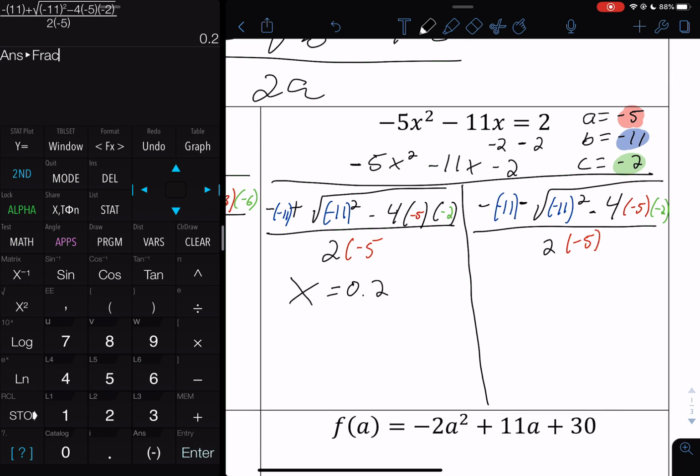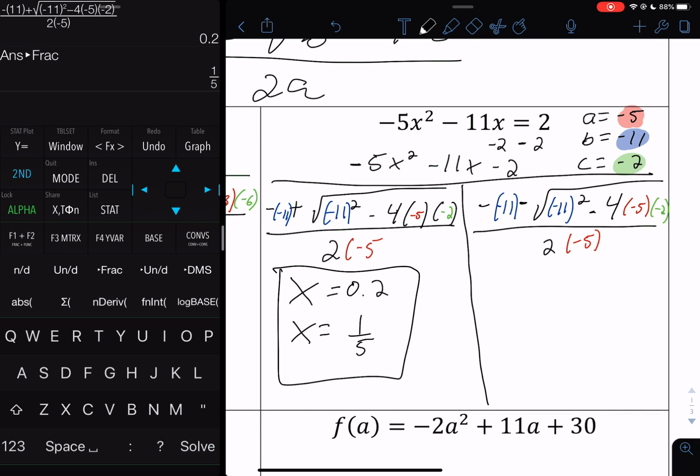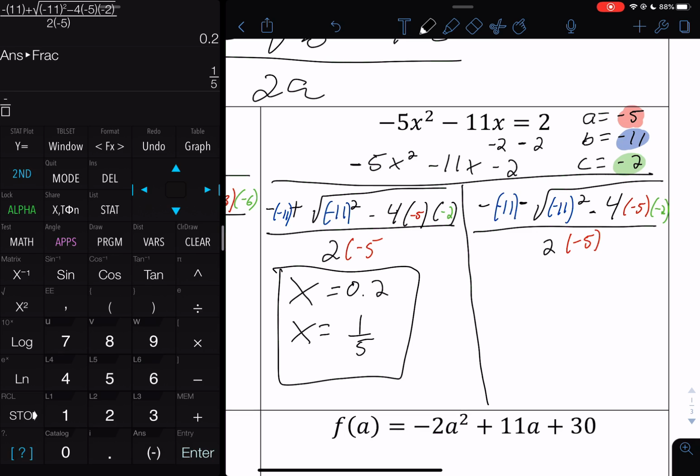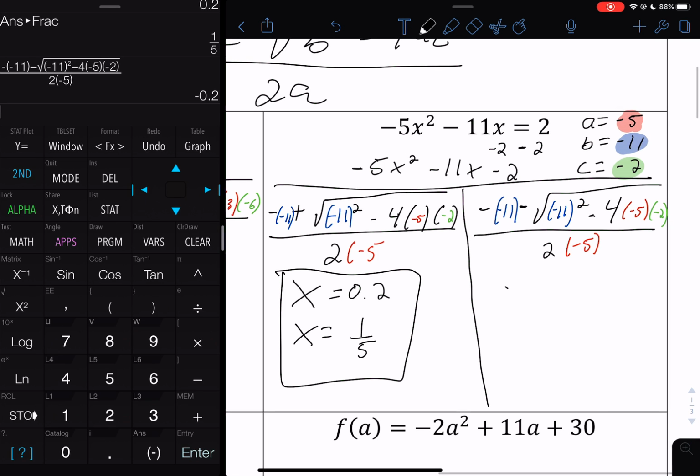If I want to change it to a fraction, it's going to be x equals 1/5. Okay, these two are the same result. Now we're going to do the negative version. So we will start with alpha, y equal enter, negative parenthesis, -11, close parenthesis, minus this time square root of parenthesis negative 11 close parenthesis square minus 4 parenthesis negative 5 close parenthesis open parenthesis again negative 2 close parenthesis everything over 2 parenthesis negative 5 close parenthesis. Enter. So this happens at x equals negative 0.2. In other words, it's going to happen at x equals negative 1/5.